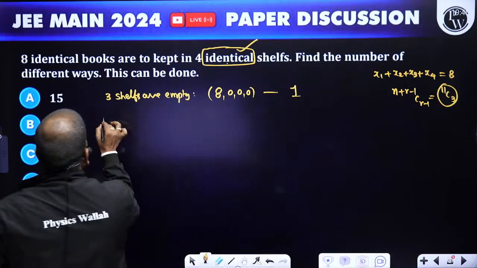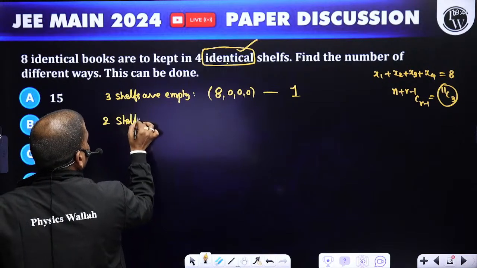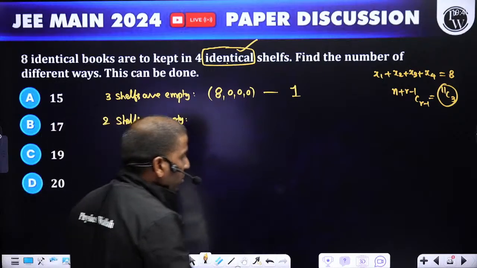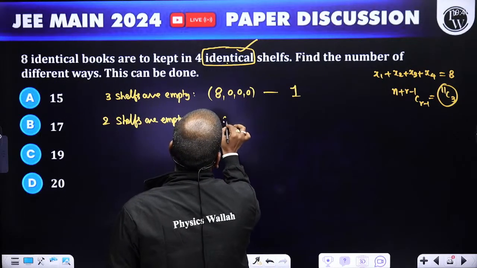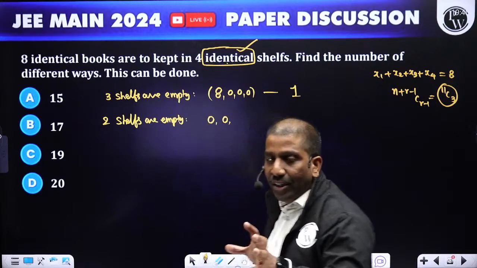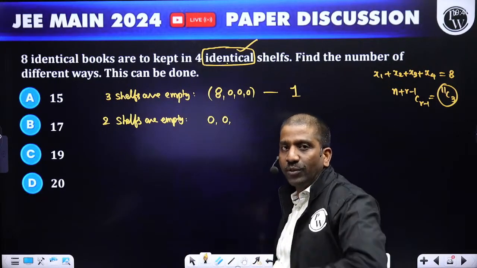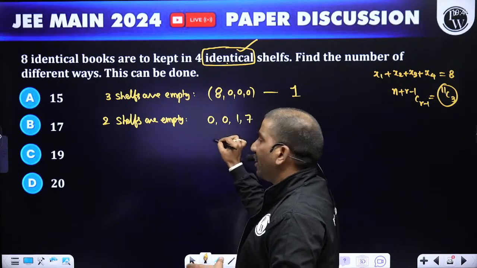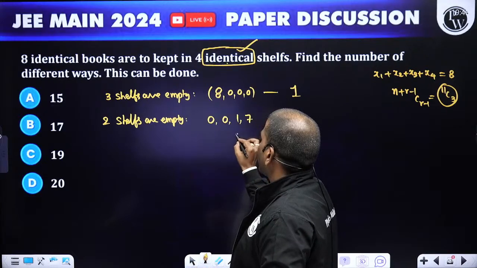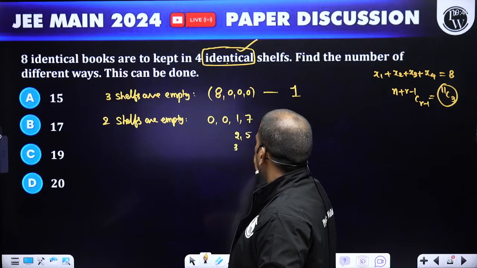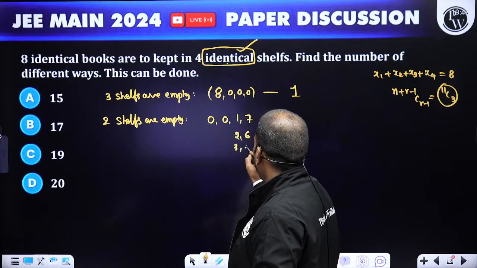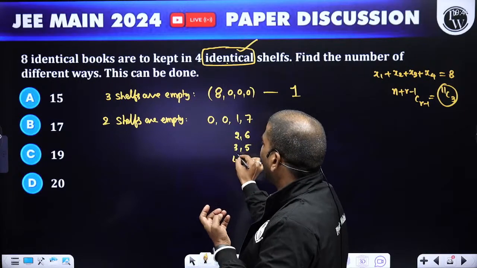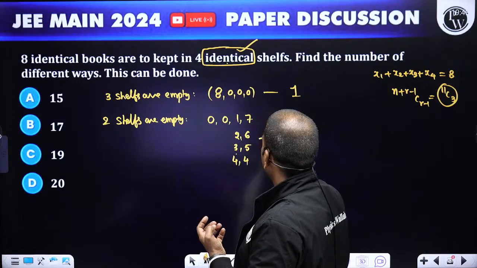Now let us take 2 shelves empty. So 0, 0, and we have 8. We need to keep these 8 into the 2 shelves. So we start with 1, 7, with 0, 0 common. Just increase the numbers here: 2, 6; 3, 5; 4, 4. Next 5, 3 — already done. So these cases are also over, that is 4 cases.